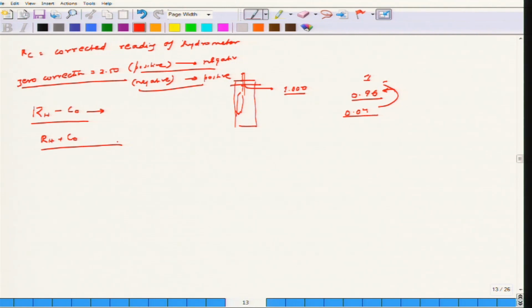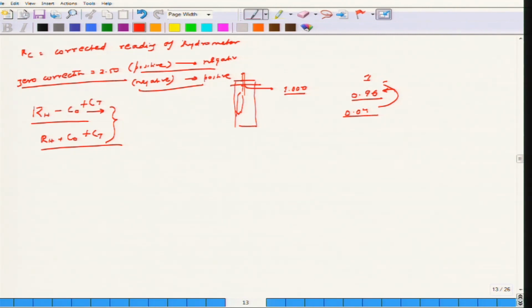Even if the actual formula is not given to you, you should know how the hydrometer readings are corrected and adjusted. So, these are the two cases: RH plus C0 and RH minus C0. Once the zero correction is done, next comes the temperature correction. The temperature correction is already given and you just add it. It is always additive in nature, and you add it to the original hydrometer reading.